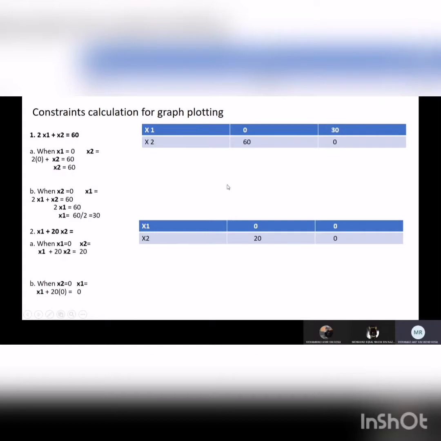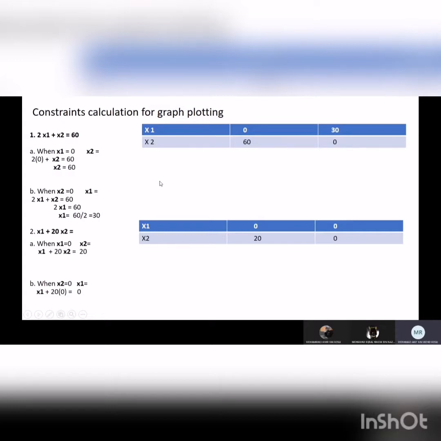So how can we get that? When x2 equals 0, 2x1 plus x2 equals 60, so there is no x2, 2x1 equals 60, and 60 divided by 2 equals 30. So that is how we get 30 for constraint number 1.